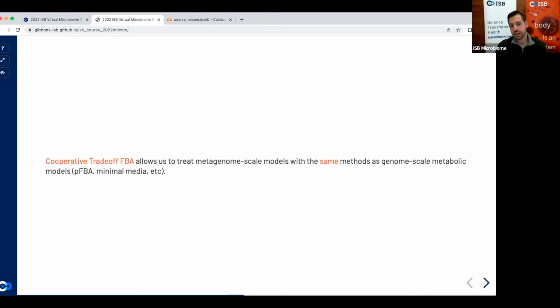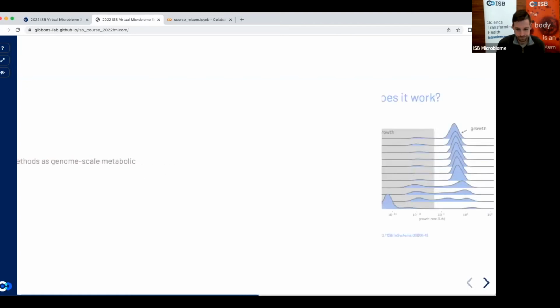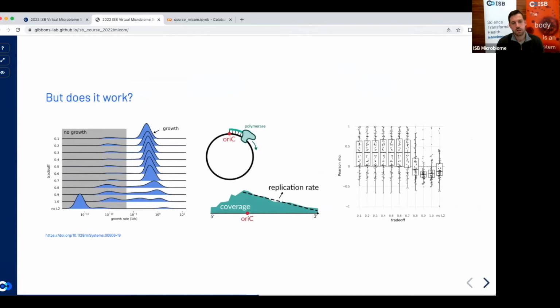So cooperative trade-off flux balance analysis, like we just covered, allows us to treat those metagenome-scale metabolic models that we're building with some of the same methods that we use for genome-scale metabolic models. So again, we can use parsimonious flux balance analysis, for instance, or minimization of imports in order to find a unique solution within our flux space. But the age-old question: does it actually work? Does cooperative trade-off flux balance analysis actually give us answers that are biologically relevant?